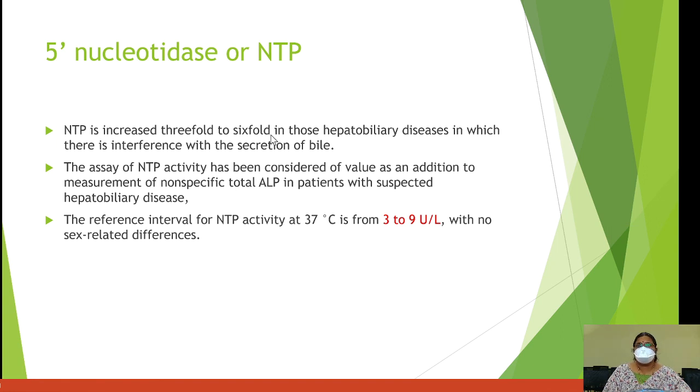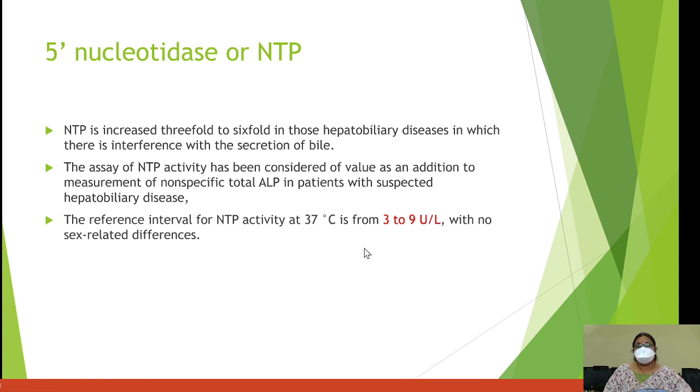In bone pathologies, these enzymes GGT and 5' nucleotidase will be normal, whereas if these two enzymes are increased along with ALP, that can indicate hepatobiliary disease. The reference interval of 5' nucleotidase at 37 degrees Celsius is from 3 to 9 units per liter with no sex-related differences.